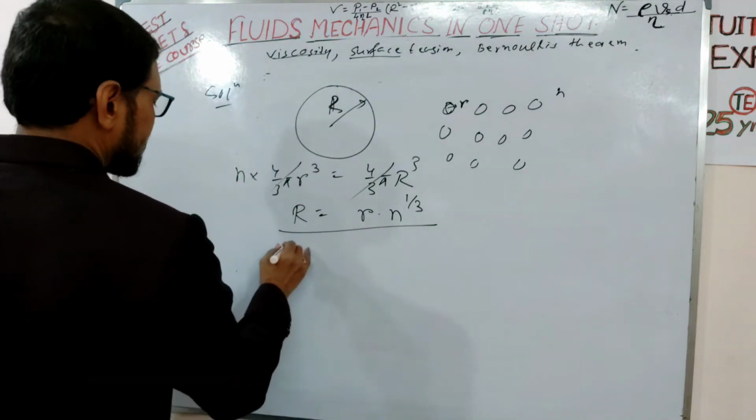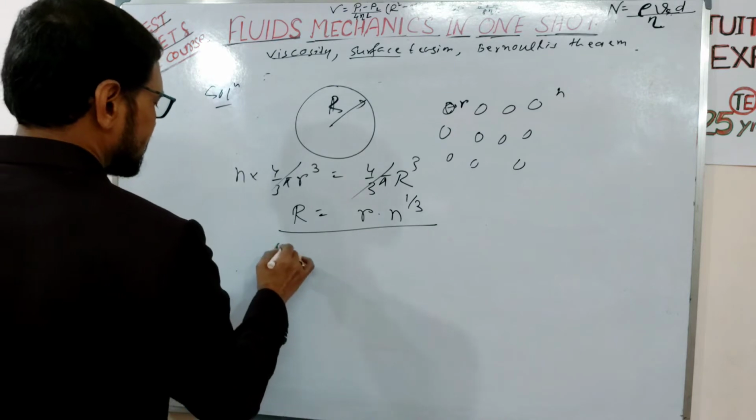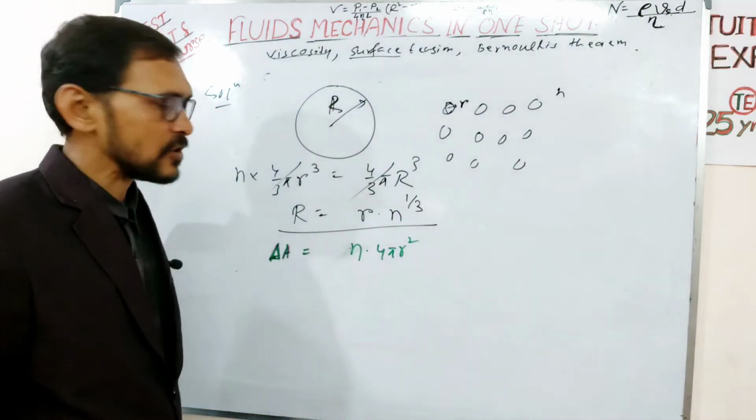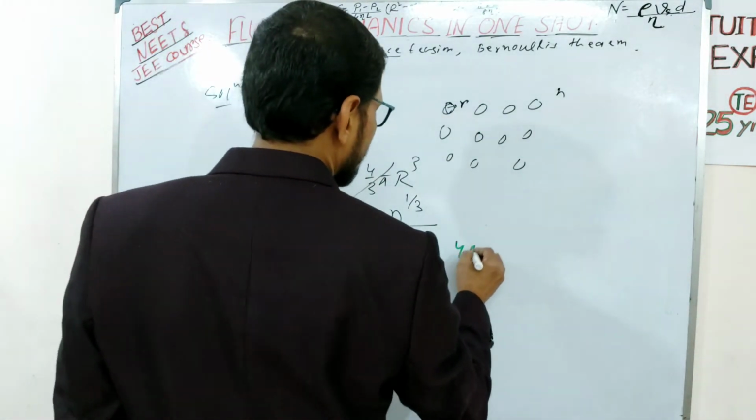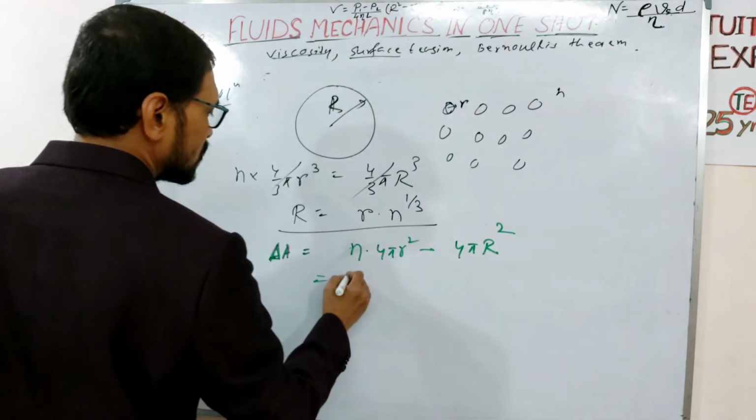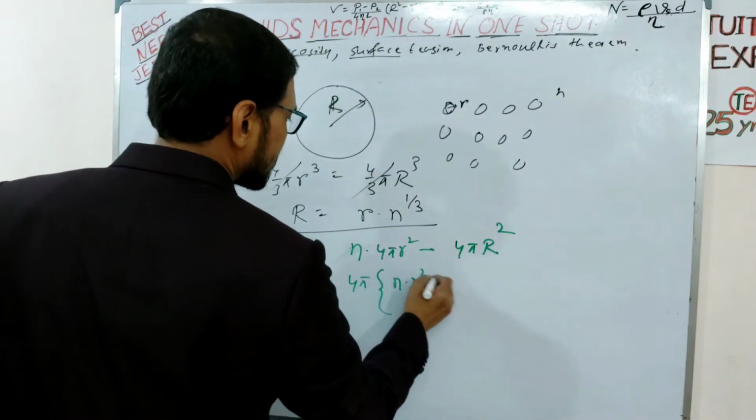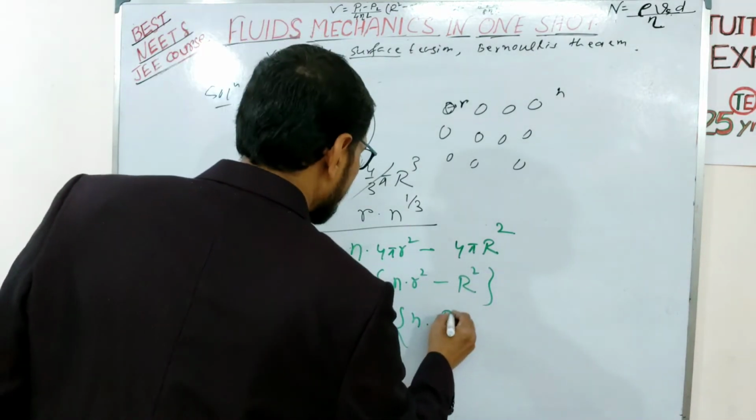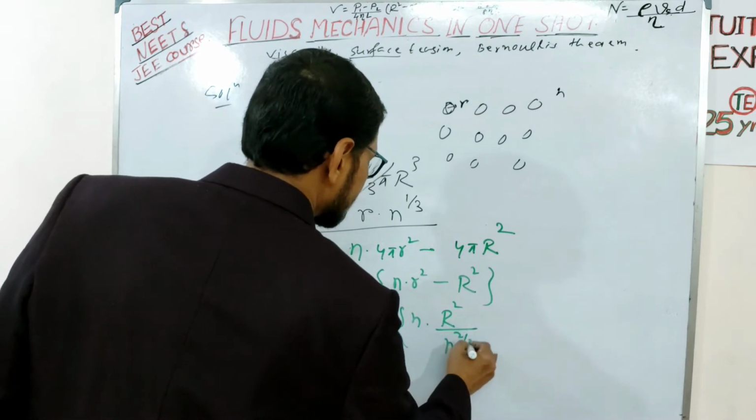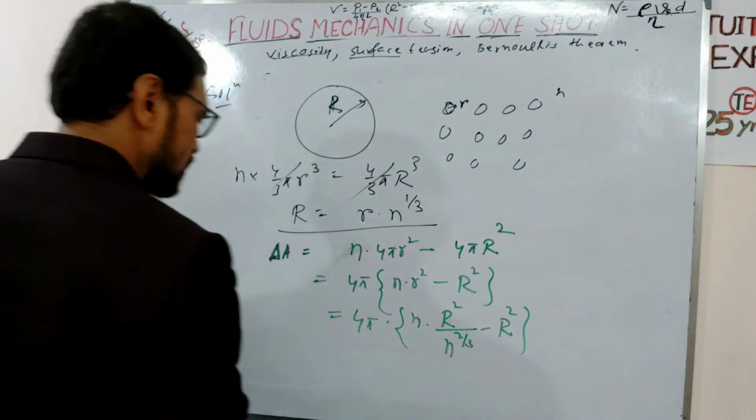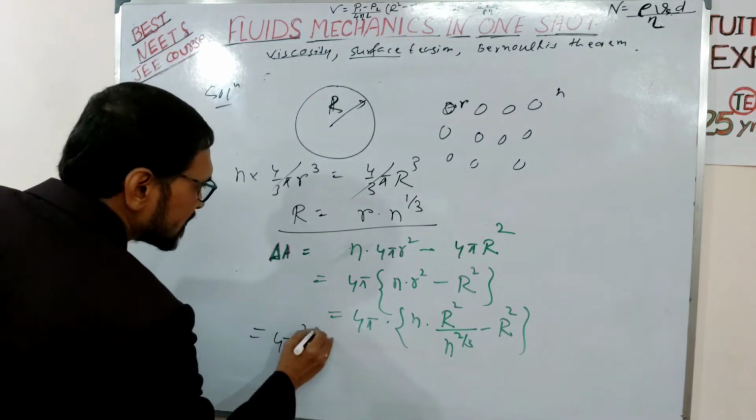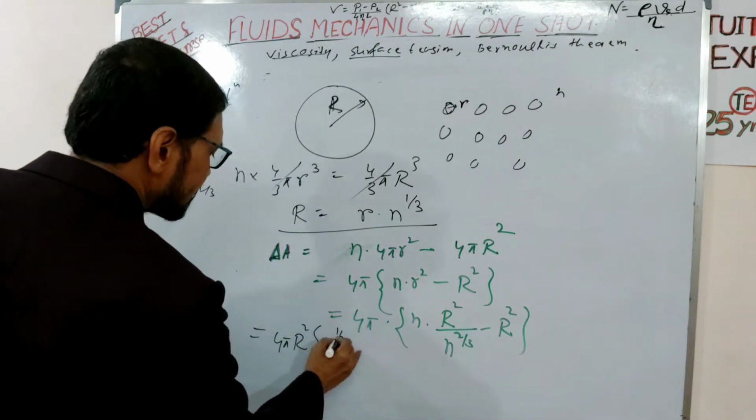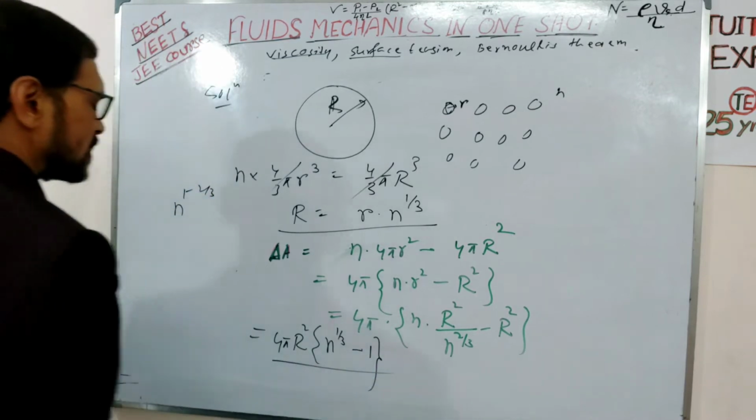Now the increase in surface area, del A, is the surface area of the small balls minus 4 pi R square. This is the increase of surface area. So del A equals 4 pi n r square minus R square. Smaller r equals R by n to the power 1/3, so this is 4 pi R square into n to the power 1/3 minus 1. So del A equals this.